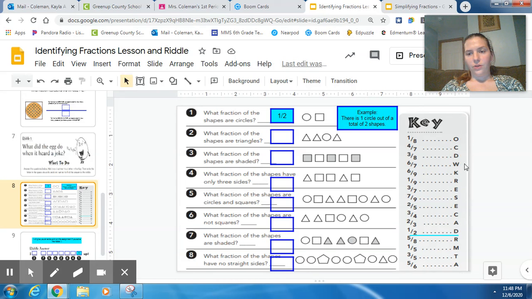Your key is over here on the right. I can see that 1/2 is down here. The letter that goes with 1/2 is D. The puzzle is on the next page. That's not going to be a requirement, but if you do the puzzle, I will give you an extra point on your assignment, which might help.